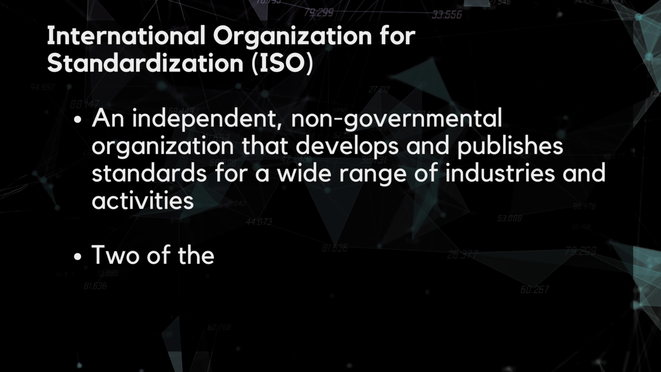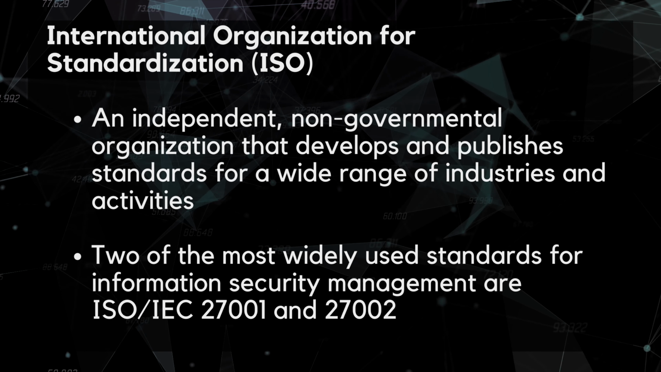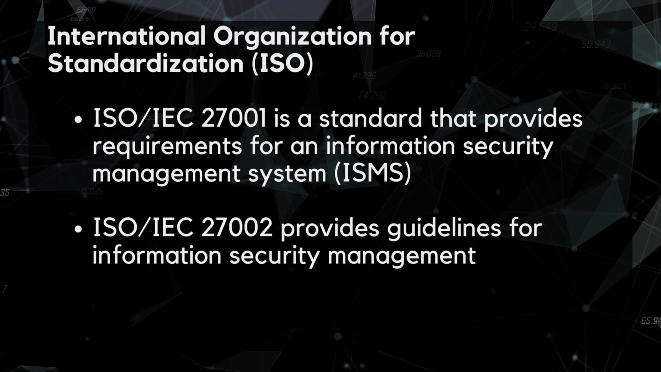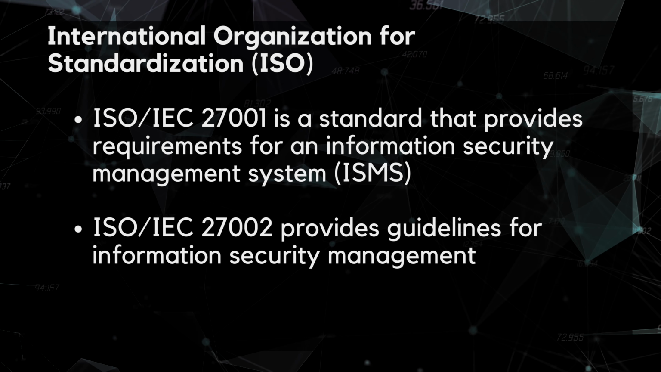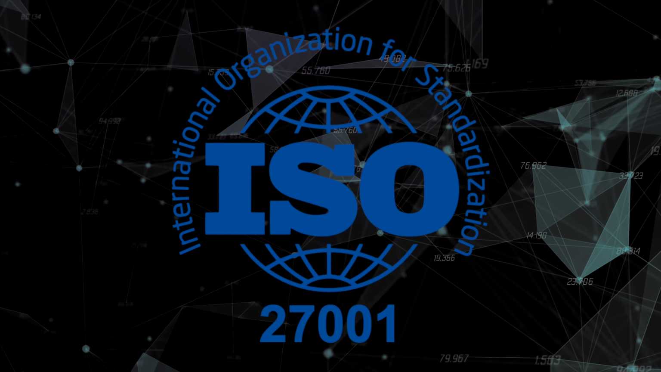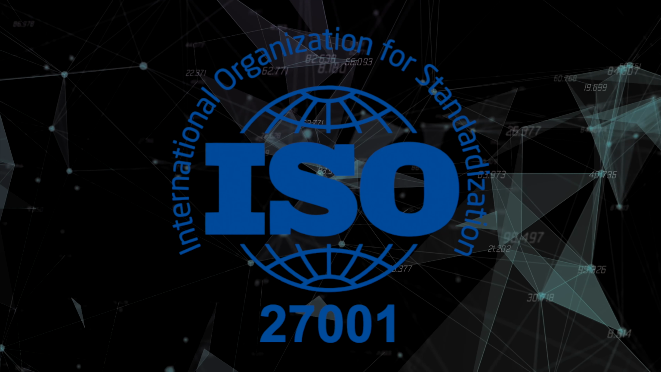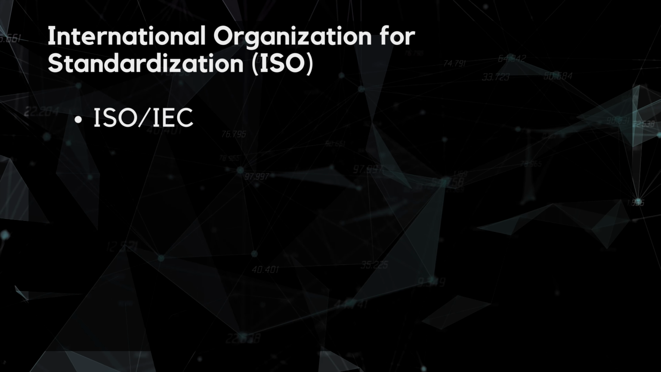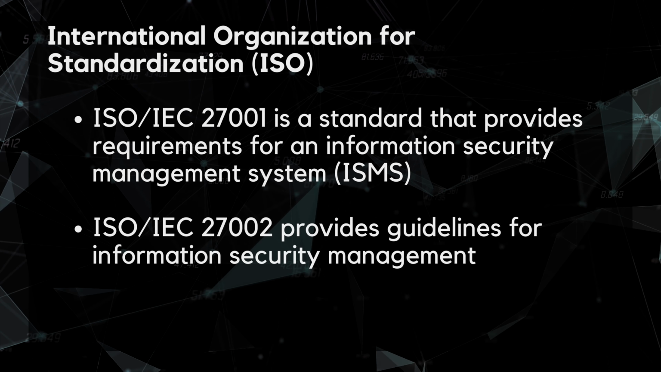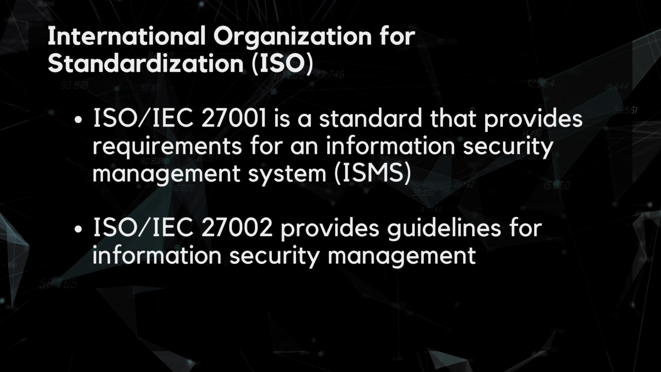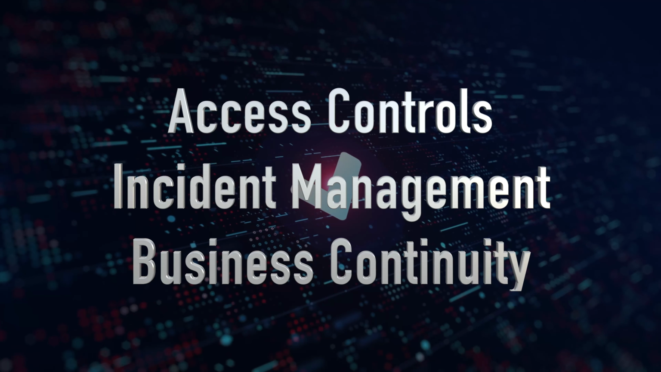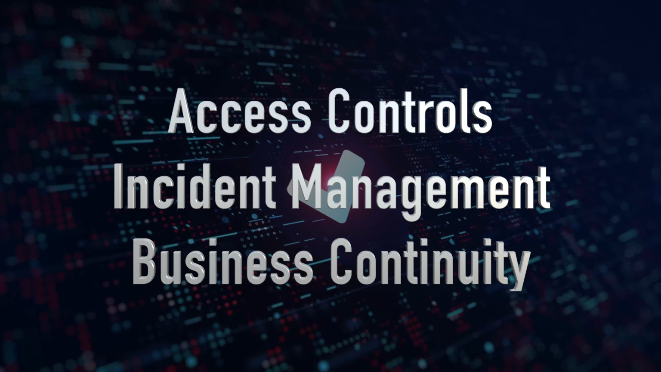The International Organization for Standardization (ISO) is an independent, non-governmental organization that develops and publishes standards for a wide range of industries and activities. ISO/IEC 27001 is a standard that provides requirements for an information security management system. It requires organizations to implement a structured approach to information security management, including risk management, security controls, and continuous improvement. ISO/IEC 27002 provides a set of guidelines for implementing the requirements of ISO/IEC 27001. It covers a wide range of topics related to information security, such as access controls, incident management, and business continuity.